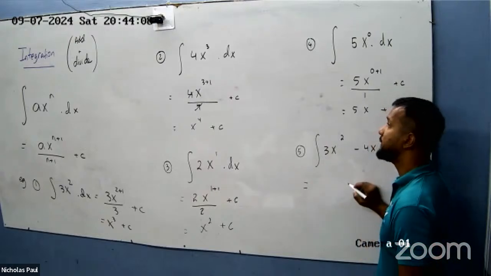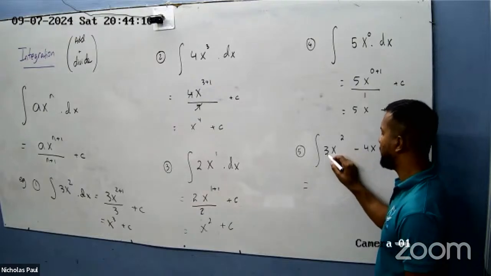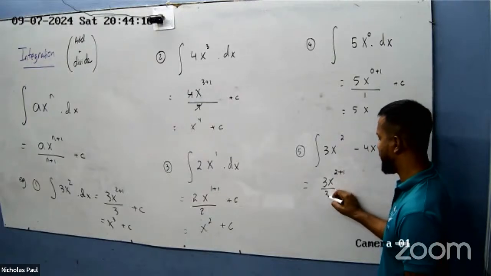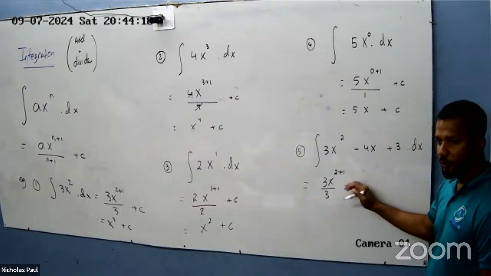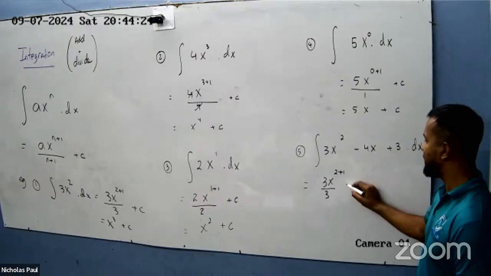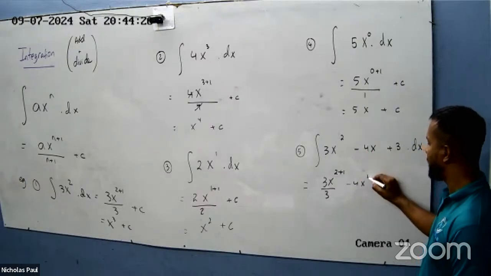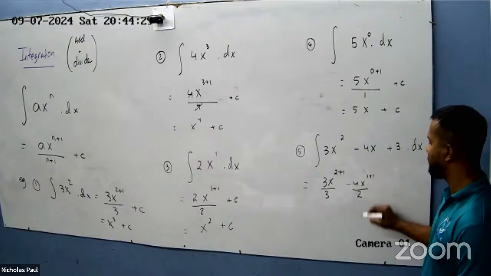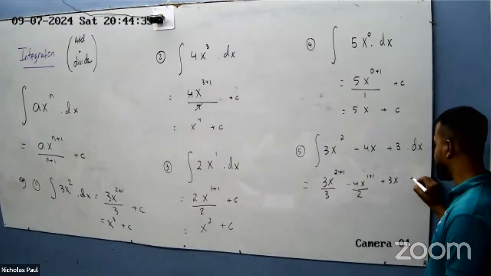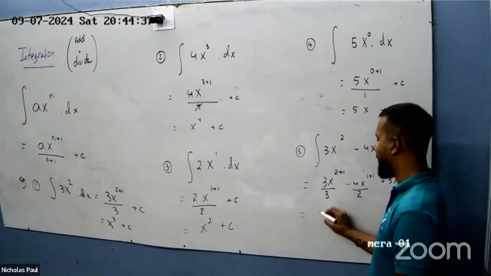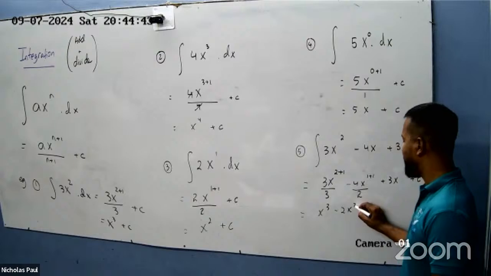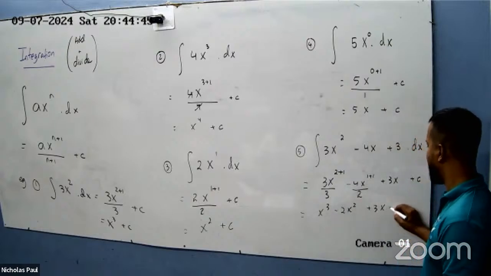All right? Let's see what you got. The integral of 3x squared will be 3x to the power of 2 plus 1 over 3. Right? Don't write plus c. You only write 1 plus c at the end of the whole thing. The integral of minus 4x is minus 4x to the power of 1 plus 1 divided by 2. The integral of 3 is 3x. Then you write plus c. Simplify it, the 3 will cancel, you'll get x cubed, 2 into 4 is 2, minus 2x squared, plus 3x plus c.